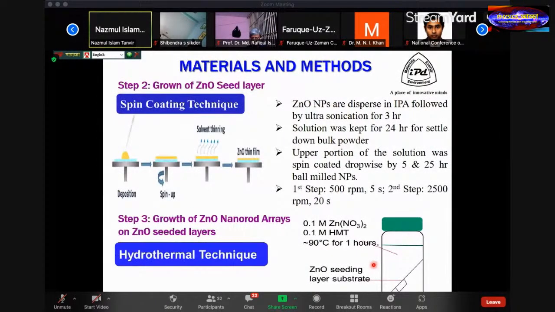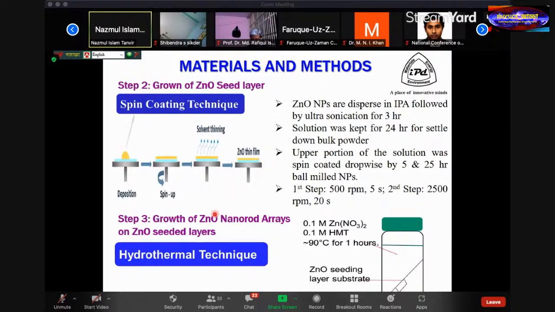The second step is growth of the zinc oxide seed layer. At first, we disperse zinc oxide NPs, milled for 5 hours and 25 hours, in IPA, isopropyl alcohol. Then by spin coating, we grow the seed layer in 50 cycles, for both the 5 and 25 hour samples.